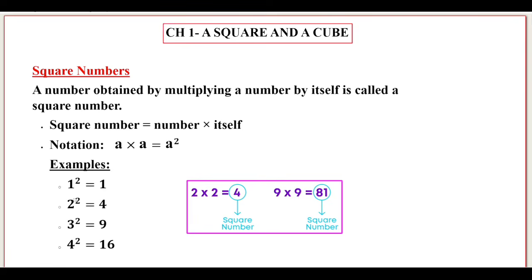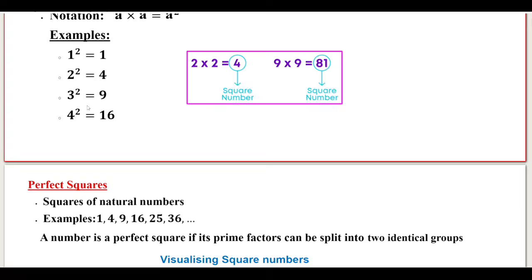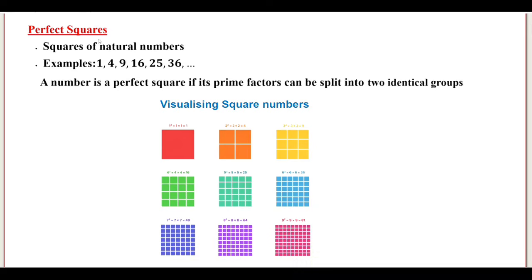2 square, 2 into 2, 4. 3 square, 3 into 3, 9. 4 square, 4 into 4, 16. When a number is multiplied by itself, it gives a square number. 9 multiplied by itself gives 81, so 81 is a square number. If a number is multiplied by itself, the result is called a square number. This is the definition of a square number. Hope everyone has understood.